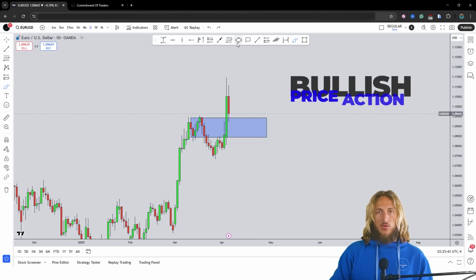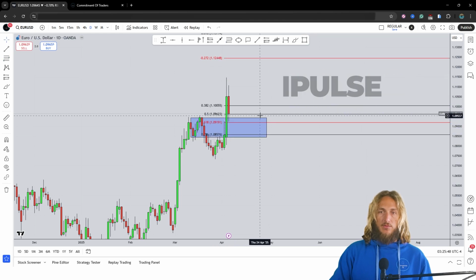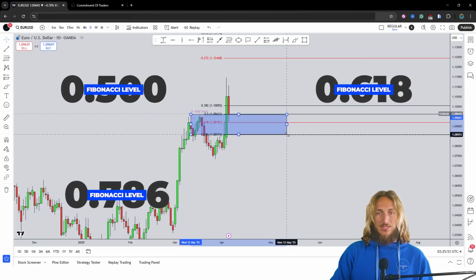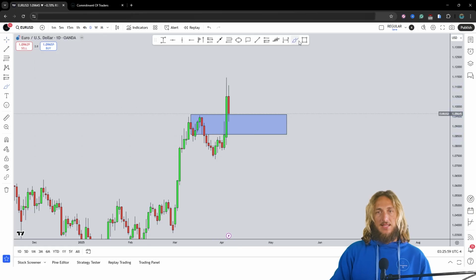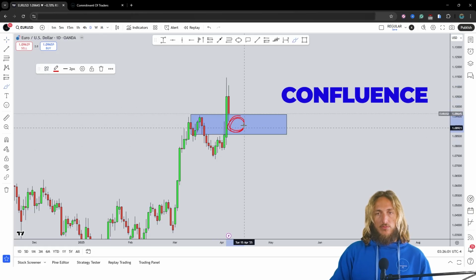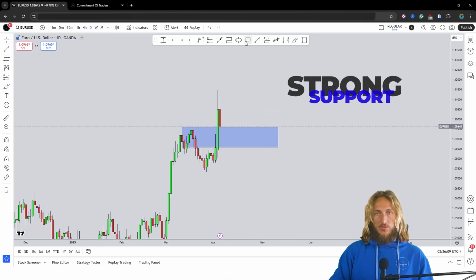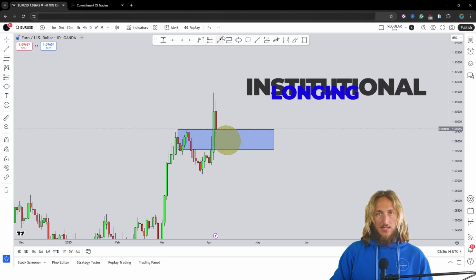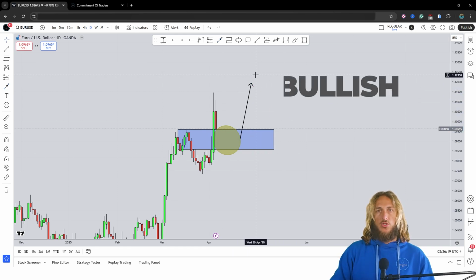Now, as we have an impulse and correction, if we want to measure this correction, we have to take our Fibonacci from the low to the high of the impulse leg, which shows us how we have the 50% and 0.618 and 0.786 Fibonacci retracements all lining up exactly at this zone. Now this creates confluence of support at this level because we have multiple layers of support lining up in the same area of price, increasing the probabilities that we could see some institutional longing inside of this area, which at that point could further increase the probabilities of a potential rejection to the upside away from this level.